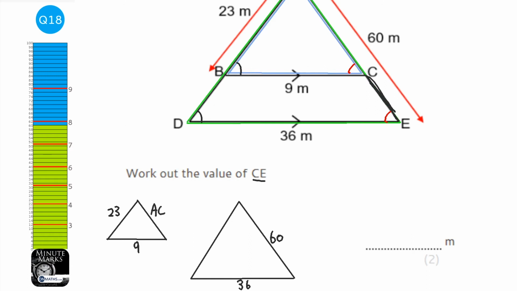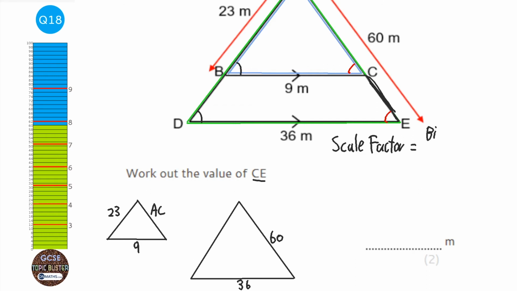The reason for that is if I know AC, I can take away from 60 to work out CE, because I know the total distance is 60. To do that, I need to work out what the scale factor is. And for the scale factor, all you need is a length on both of the triangles which is corresponding, which means it's the same length, but on the two different triangles.